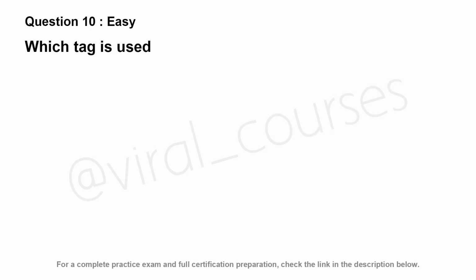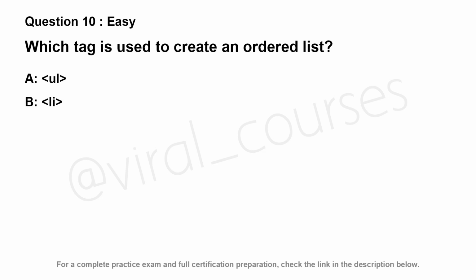Which tag is used to create an ordered list? Option A, <ul>. Option B, <li>. Option C, <ol>. Option D, <list>.